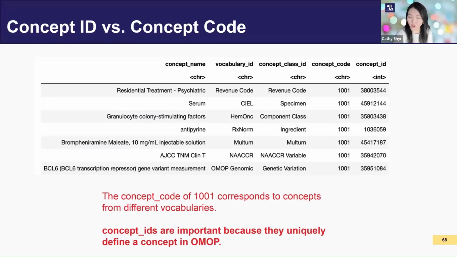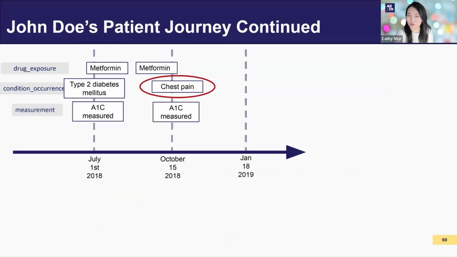And so as a result, we typically like to use the standard concept ID whenever you're looking up concepts or medical terms. Okay, so with that being said, let's go back to Yvonne's question, looking at the difference between the source vocabularies and how they get standardized to the standard vocabulary. So let's go ahead and take a look at John's patient journey again.